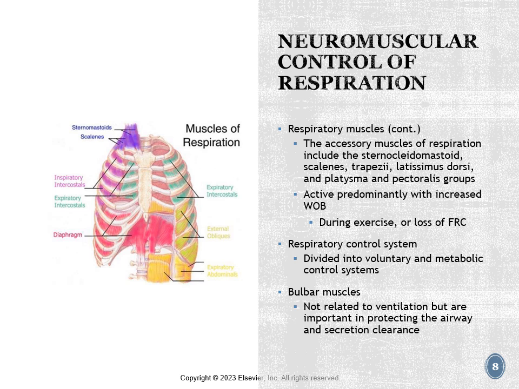The bulbar muscles. The bulbar muscles are not related to ventilation, but are important in protecting the airway and secretion clearance. The bulbar muscles are innervated by the motor neurons. These come from the brainstem. The muscle group controls the epiglottis and other glottic structures like the tongue, the mouth, the larynx, and the throat. Bulbar muscle weakness can impair swallowing, coughing, talking, and other throat and pharyngeal activities.